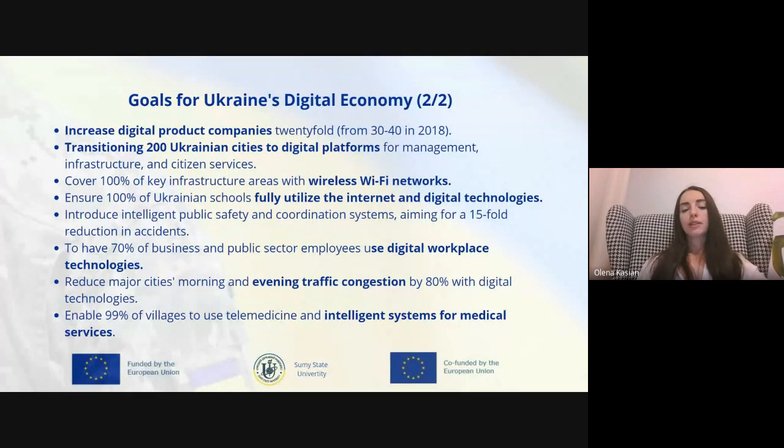Also, intelligent public safety systems and a corresponding digital coordination system for operating emergency dispatch and municipal services should be introduced. The number of incidents should be reduced 20 or 15 times. Morning and evening traffic could also be controlled by traffic lights, right, and the computing system automatically, or with artificial intelligence.